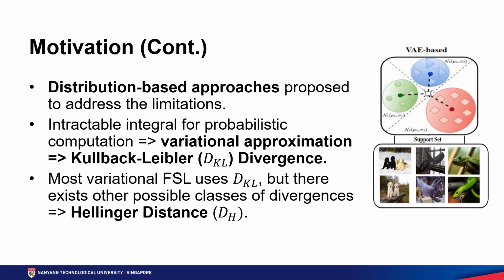Therefore, distribution-based approaches have been proposed to mitigate the limitations. Once again, a pictorial representation is shown on the right. However, an intractable integral remains to be computed if one opts for a probability distribution computation, and thus a variational approximation can be invoked. Most, if not all, existing work involves minimizing a Kullback-Leibler divergence. However, we noted the existence of other possible but related distance measures such as the Hellinger distance.